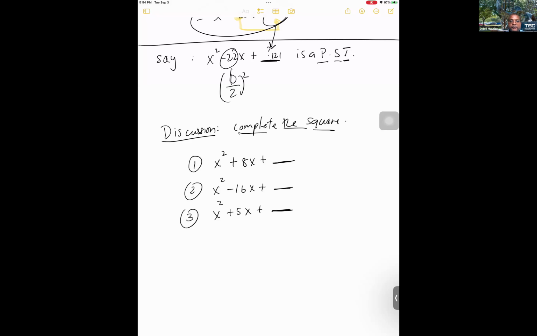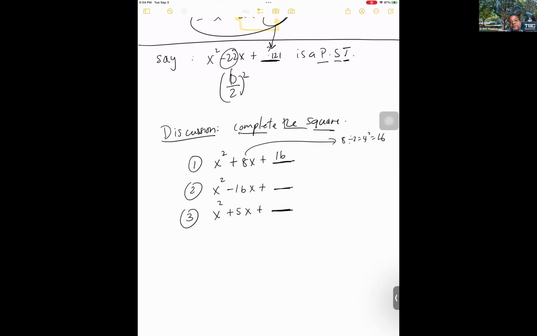All right. Who wants to help me with the first one? What's my missing number? 16. That is correct. 8 divided by 2 is 4, and then 4 squared is 16. Any questions there?